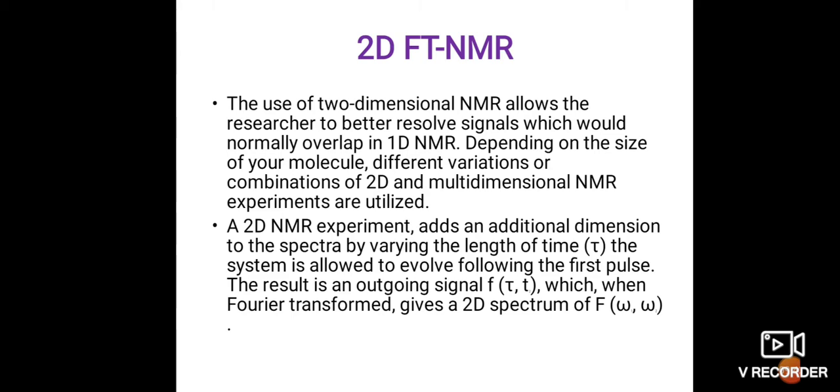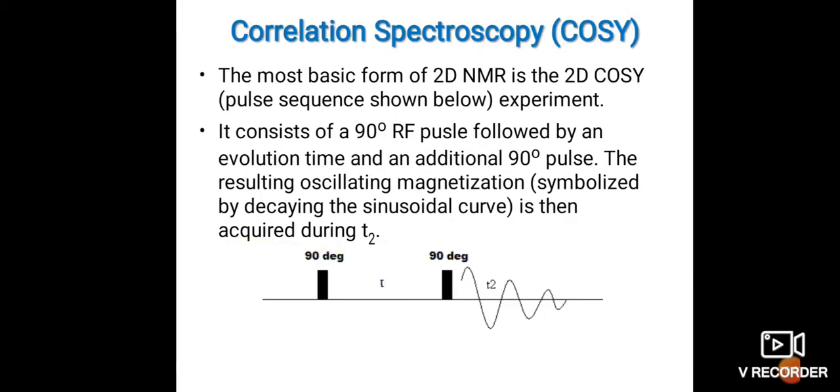Here an additional dimension is going to be added by varying the length of time, and the system is allowed to evolve following the first pulse, resulting in the outgoing signal, the FID, which is then Fourier transformed and gives the spectrum.